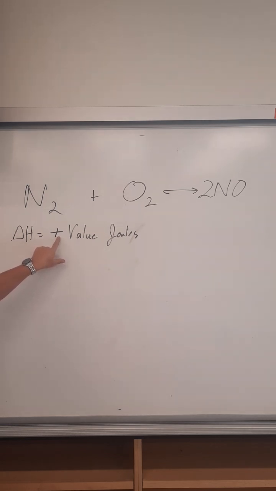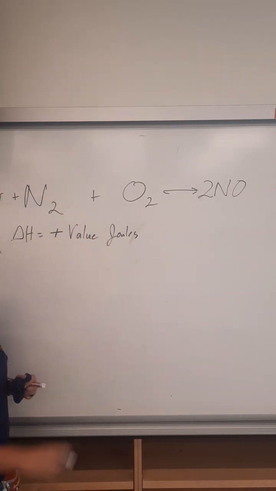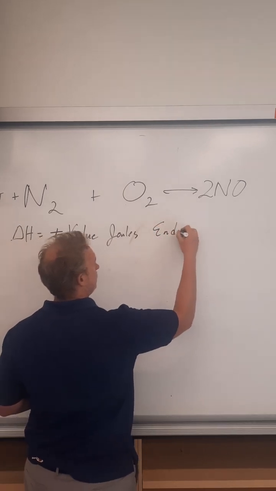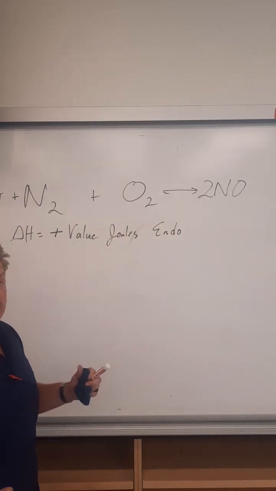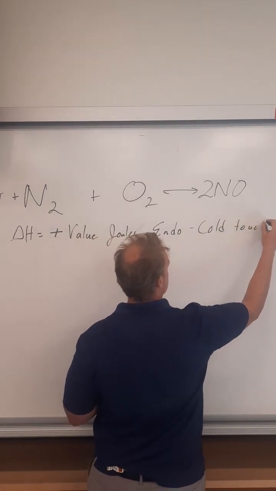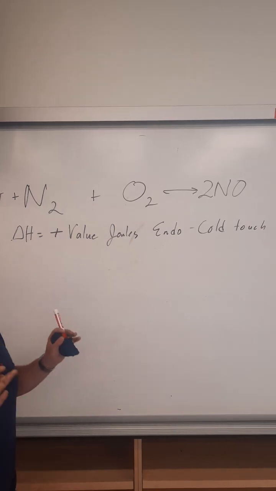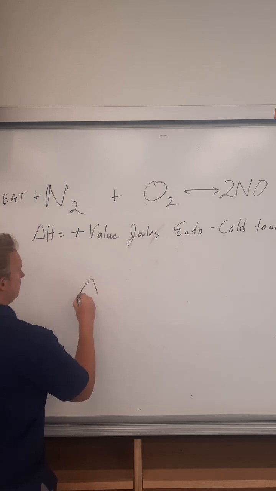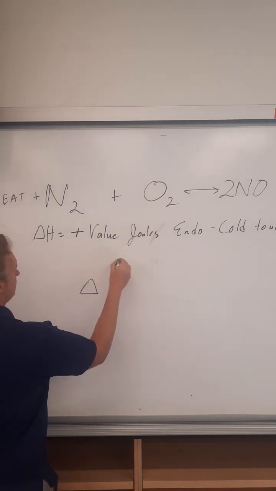This one is a positive value, so we conceptually think of heat as a reactant. When you have a positive value for the enthalpy term, we conceptually think of it as an endothermic reaction. And colloquially, or to your sense of touch, we would say cold to touch. With the thought that heat is a reactant, we go back to our seesaw analogy.